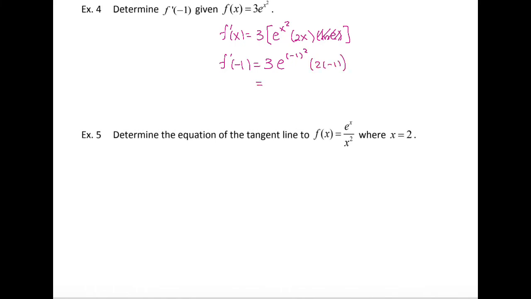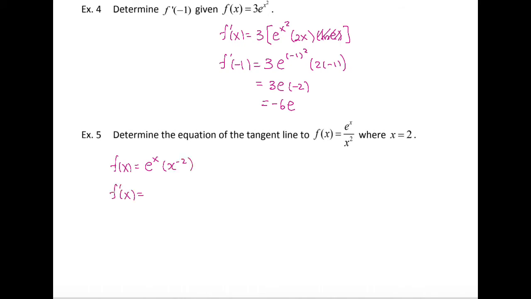And you are going to have 3e times -2, which is -6e. That will be the slope of a tangent at x equals -1. The next function, example 5, I think will be a lot easier if we can change this into product rule. So first, I will write f(x) equals e to the power x times x to the power -2. And let's use the product rule.